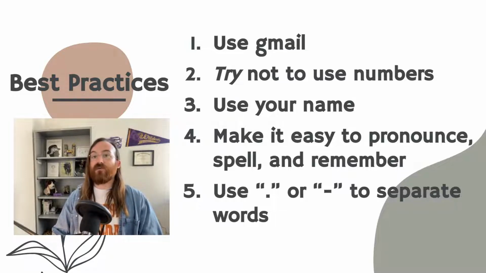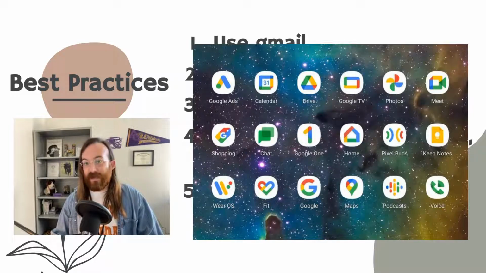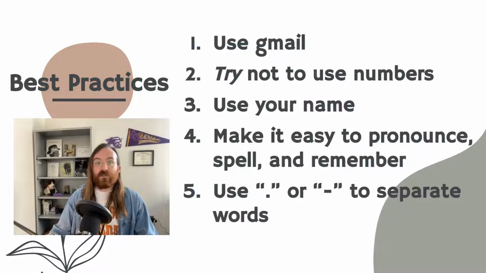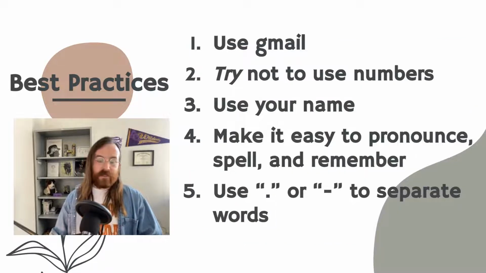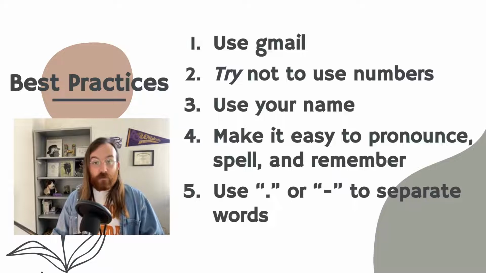First, I would suggest to use Gmail. Now, there are other email sites out there that you could use, but Gmail is used most often in a lot of professional settings, and it also gives you access to the Google suite of apps, which can be very helpful in multiple settings, educational and professional. Number two is try not to use numbers. Sometimes when you're creating an email address, they will throw a couple of numbers in there just to make yours unique. Try to find other ways to make your email address unique rather than using numbers. Instead, use your name or variations of your name, and I'll show you an example of that here in just a moment. Number four, make it easy to pronounce, spell, and remember.